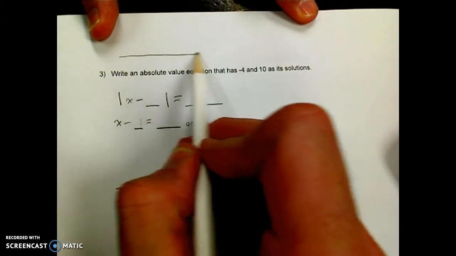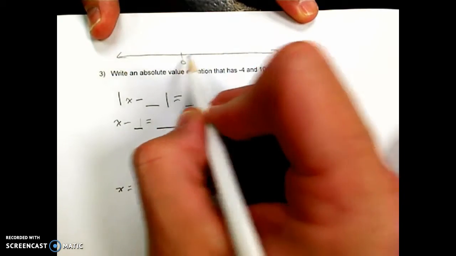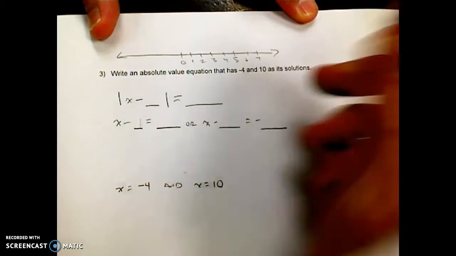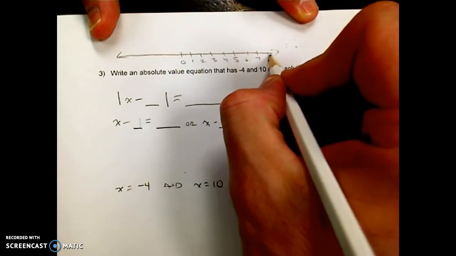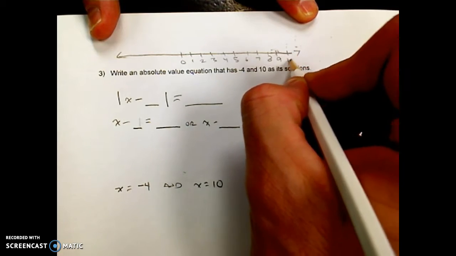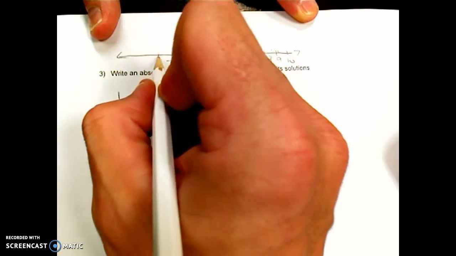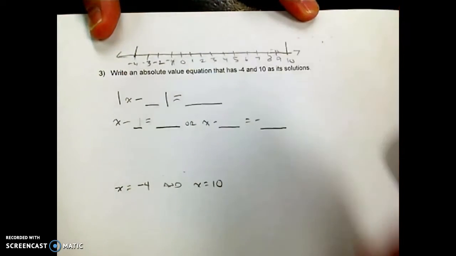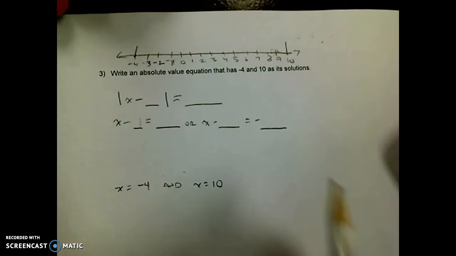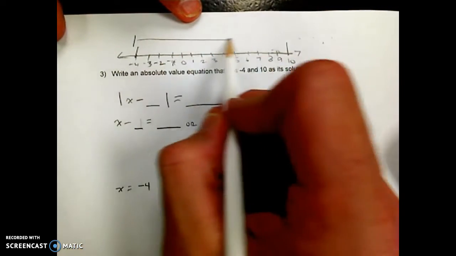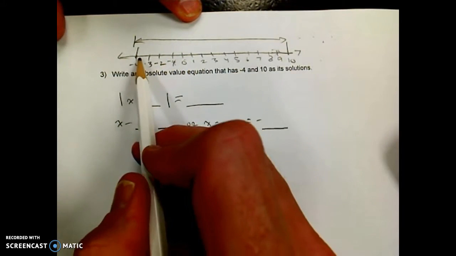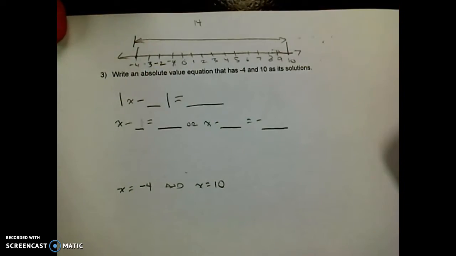Let's take a look for a second at that number line again. So here's negative 4 to positive 10 on a number line. And we asked ourselves, what is this distance? Well, from 0 to 10, that's 10. From 0 to 4 is 4. This complete distance is 14 units.